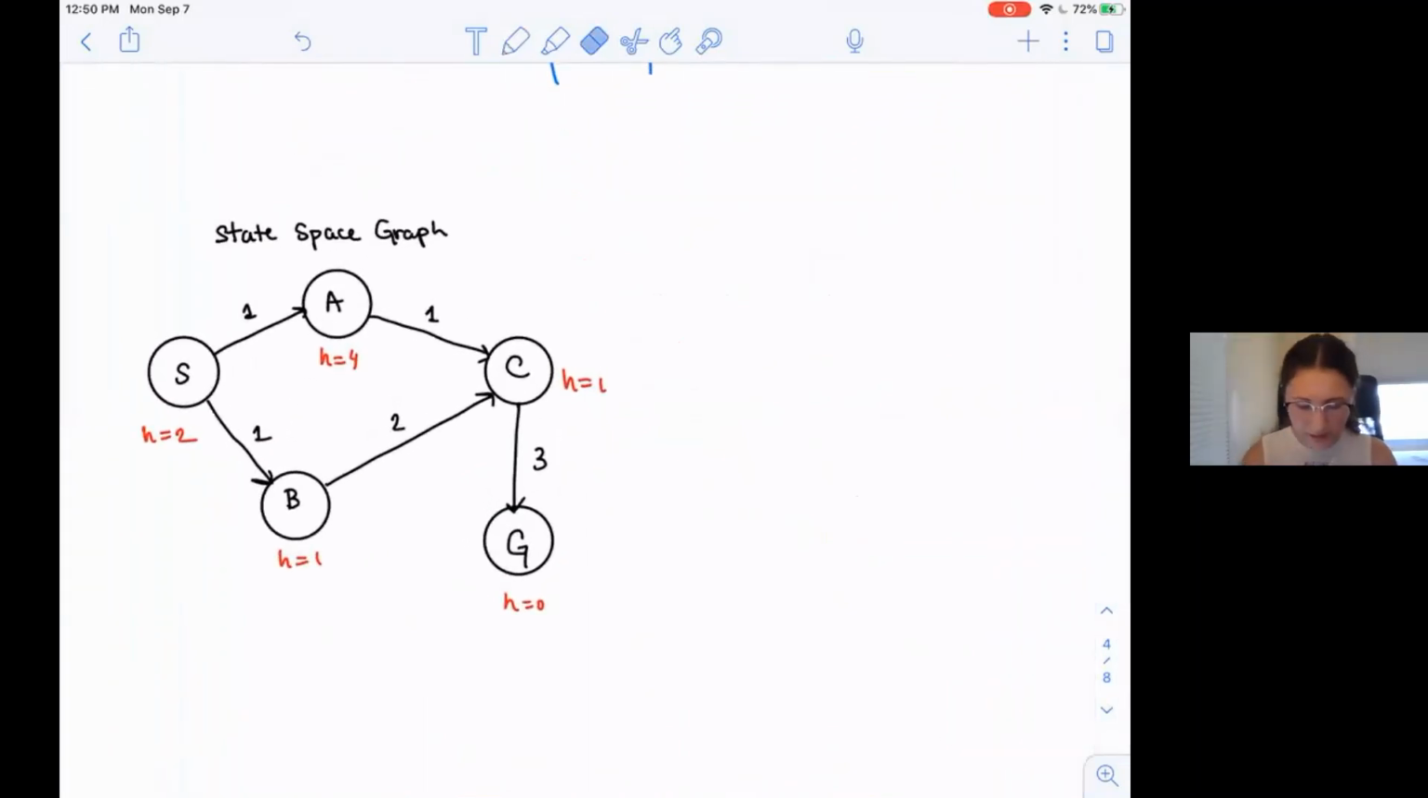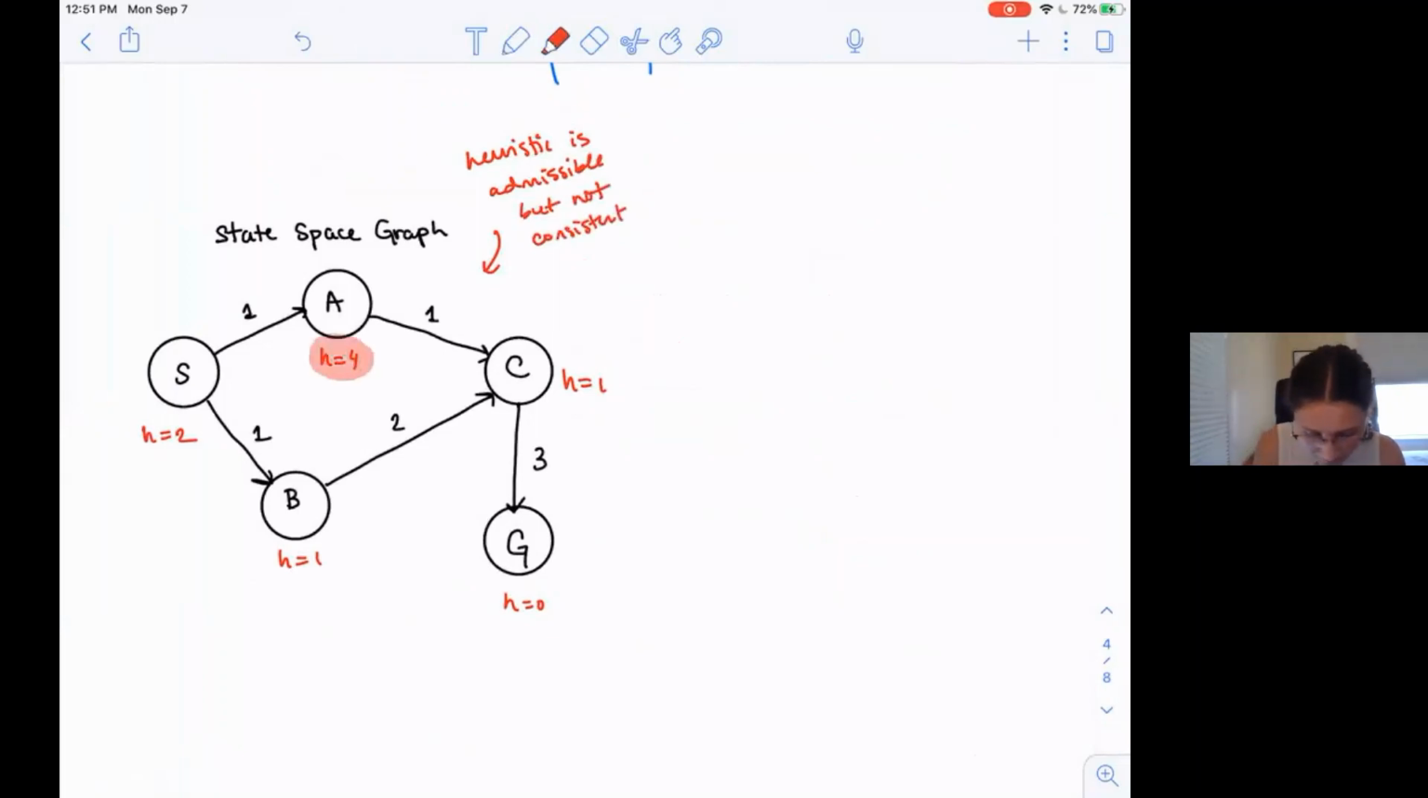Now, to get some intuition for this, we can look back at an example from the lectures, where here we have a state space graph. You can see each of the true edge costs, like 1, 2, and 3, and then we also have the heuristic here. Now, this heuristic is admissible, but not consistent. Why is it not consistent?